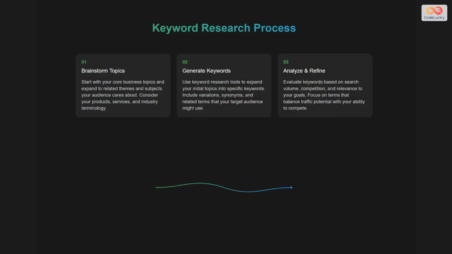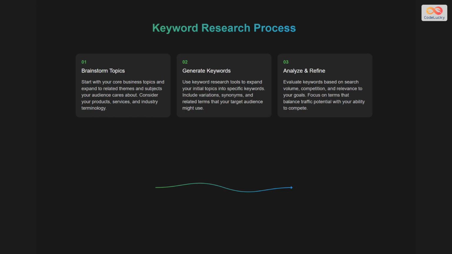The keyword research process involves 3 main steps. First is to brainstorm topics. Start with your core business topics and expand to related themes and subjects your audience cares about. Consider your products, services, and industry terminology.